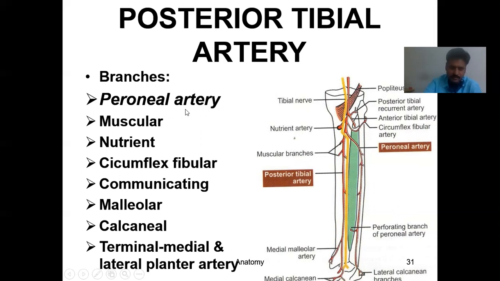The first and main branch from the posterior tibial artery is the peroneal artery. Then we have the muscular branches, nutrient artery, circumflex fibular, and the communicating, malleolar, and calcaneal branches. The terminal branches are the medial and lateral plantar arteries. The posterior tibial artery goes underneath the flexor retinaculum along with the tibial nerve.